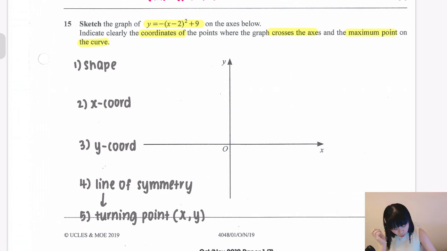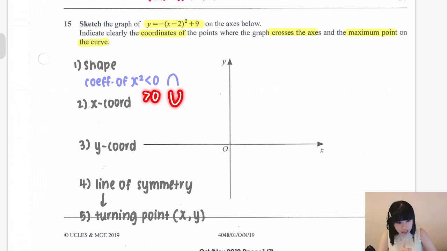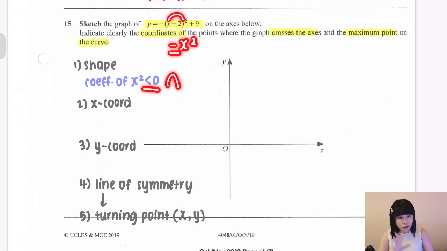Shape. Now, for the shape of the graph, always look at the coefficient of x squared. If it's less than 0, it is a maximum graph. If it's more than 0, it's a minimum graph. And for this case, when you expand it, because of the negative sign here, you get negative x squared. Definitely less than 0 because it's negative. So it's a maximum graph for sure.